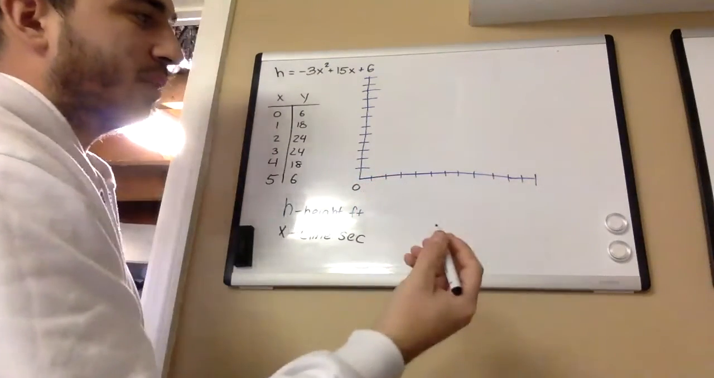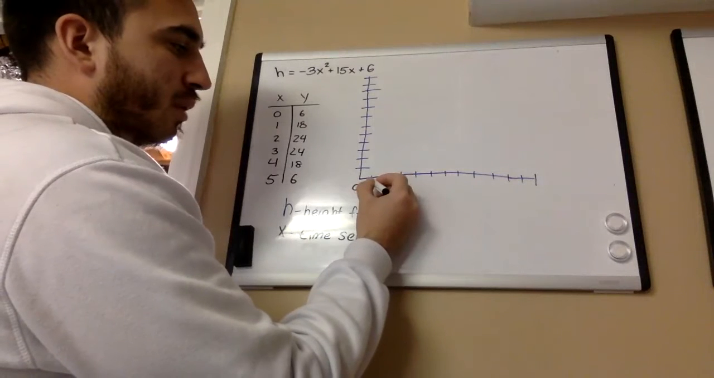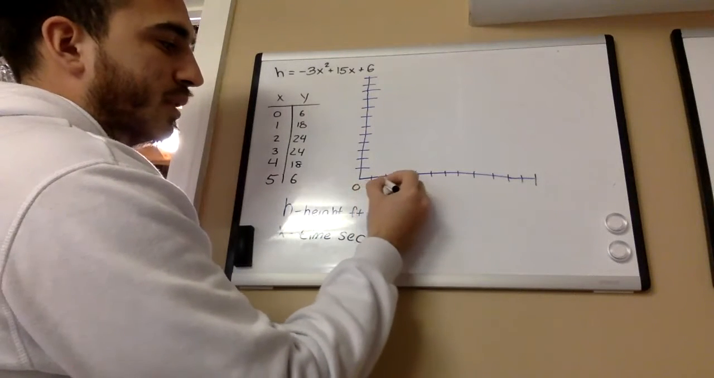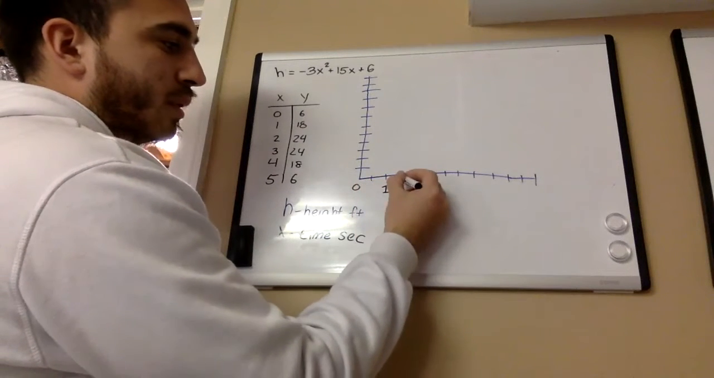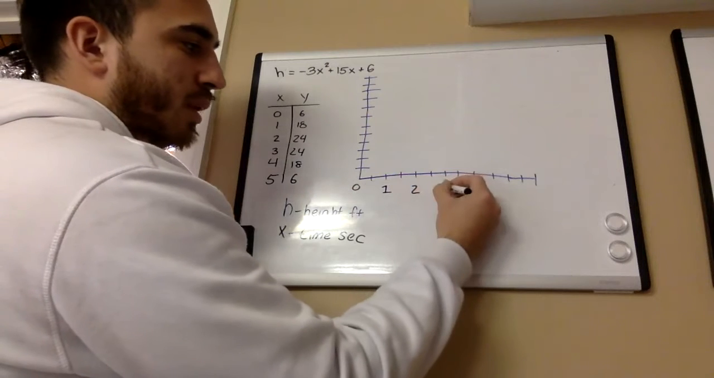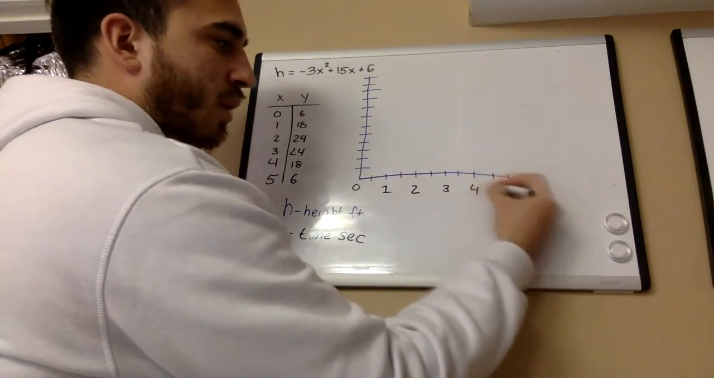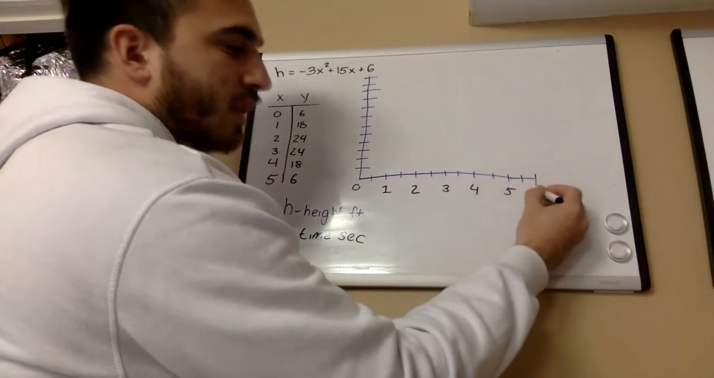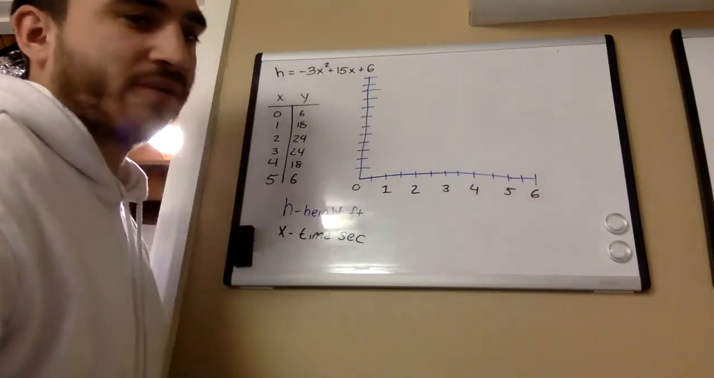If I want to make it a little bit neater, I could space it out even more. So instead of doing 0, 1, 2, I'm going to do 0, skip one, that will be 1. Skip one, that will be 2. Skip one, that will be 3, 4, 5. And make sure you label all the way. You cannot just stop at 5.